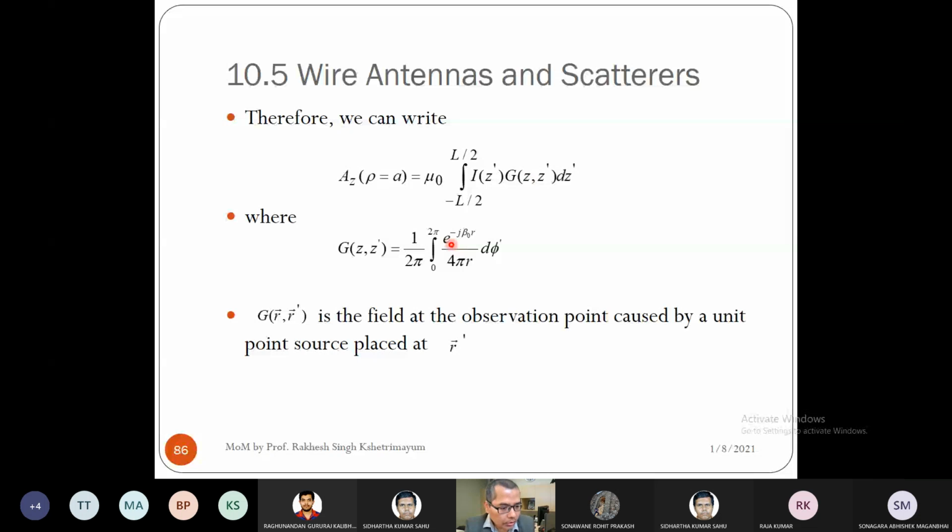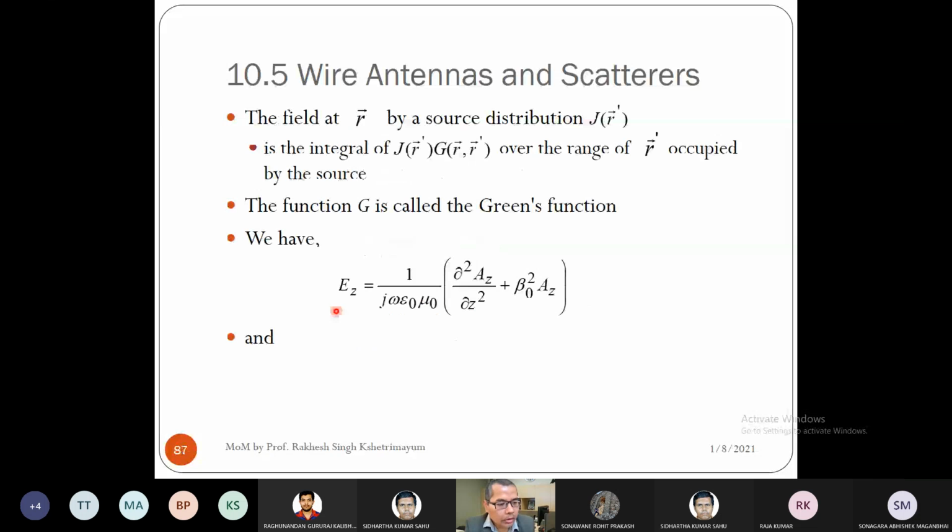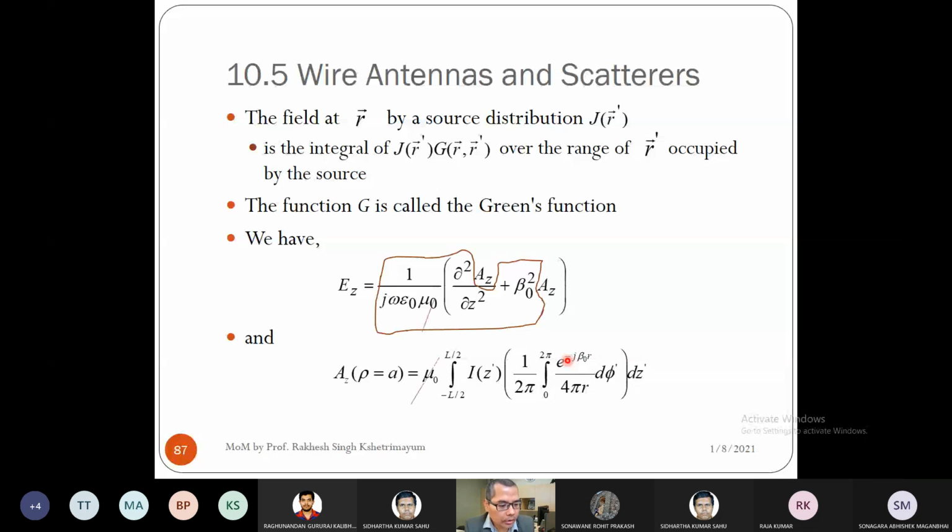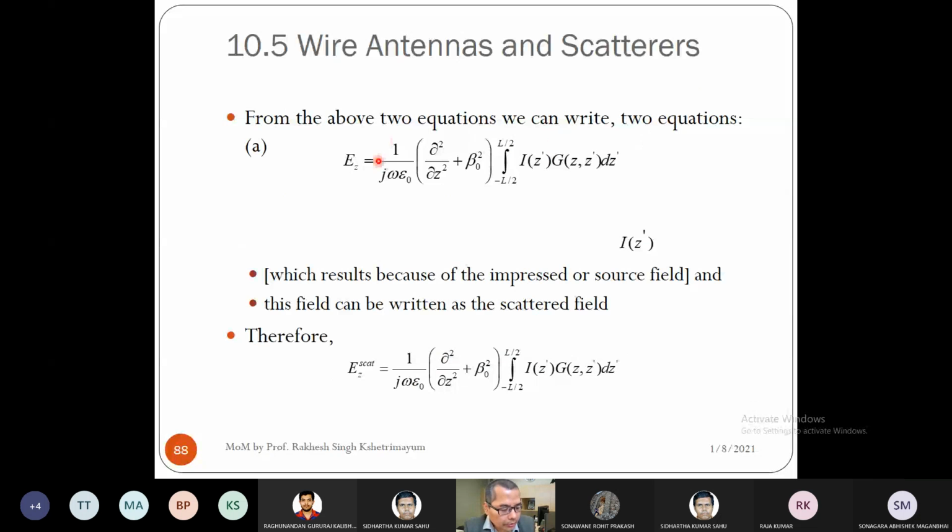So let us go back to the equation. I can find EZ like this. So substitute, what is AZ? AZ is this. It's a convolution of IZ with the Green's function for the wire antenna. This whole thing looks like your linear operator. Anyway, now EZ turns out to be like this. What is EZ? EZ is this whole thing operating on AZ. We have the expression for AZ. This operator here, 1 by j omega epsilon 0 del square by del z square plus beta naught square, operates over the AZ. So this is your EZ.